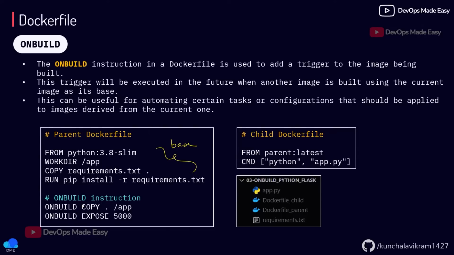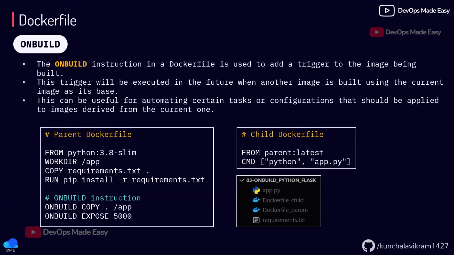ONBUILD instructions are similar to your normal instructions. If you see this part, these are like COPY, RUN, normal Dockerfile instructions. But if you use ONBUILD as the key, these instructions will not be executed when you try to build this. What will happen is, if I build this image and call it parent:latest, and if I use that as the FROM instruction, when you try to build this image, all the ONBUILD instructions from the parent image will be executed here. Which means this Dockerfile will have the FROM instruction, and these two instructions after that, CMD will be executed.